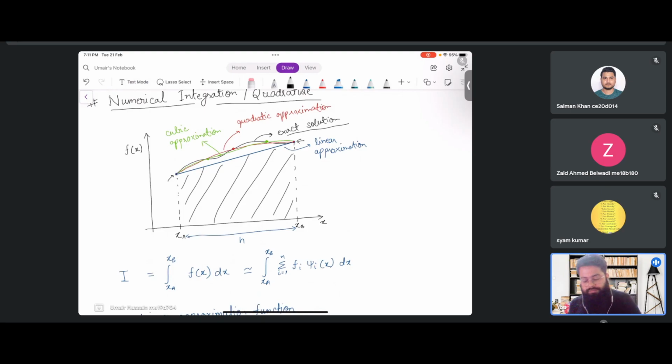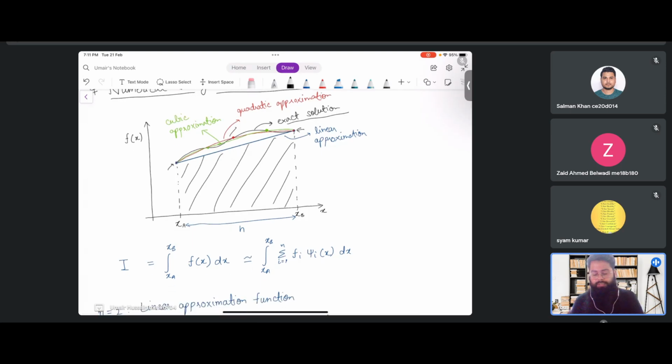Likewise, we can replace this linear curve with a quadratic curve or a cubic curve, and that would increase the number of points here. So if we have a quadratic curve, we have 3 points, two at the ends and one in the middle here. And further, if we want to increase the points, we can do that.